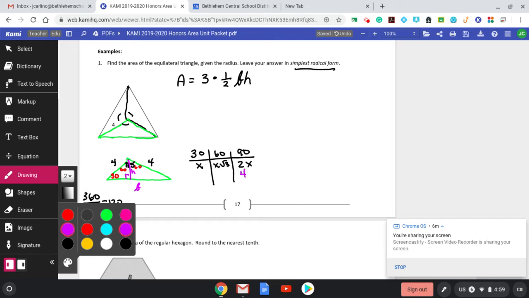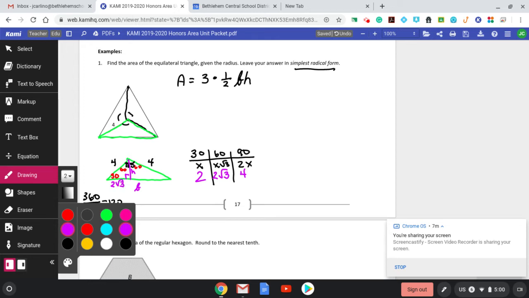Where's the height across from? The height is across from the 30, so the height would be 2. Okay, height equals 2 here. Now I still need the base, right? Well, the base is across from the 60. So what do I do with the 2 to get to the side across from 60? I multiply it by radical 3. Okay, so this is 2 radical 3, that piece.